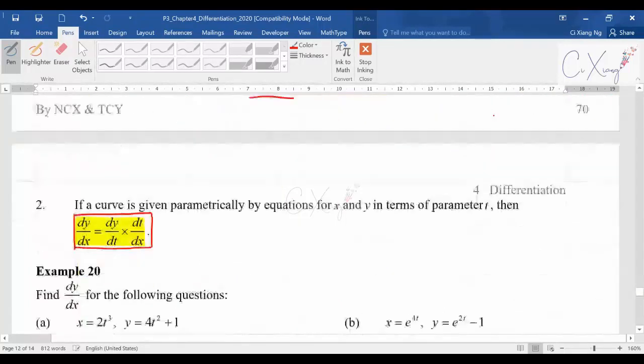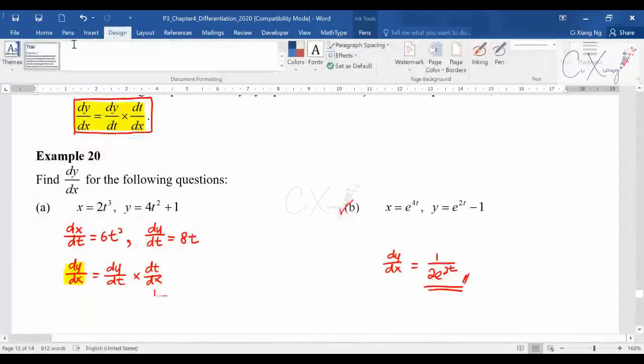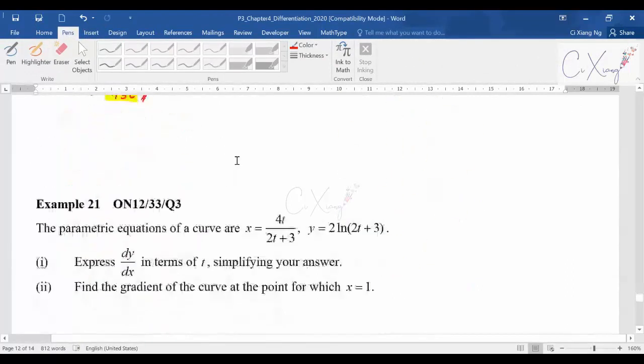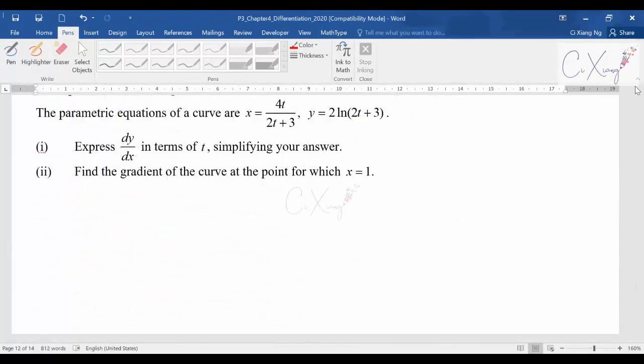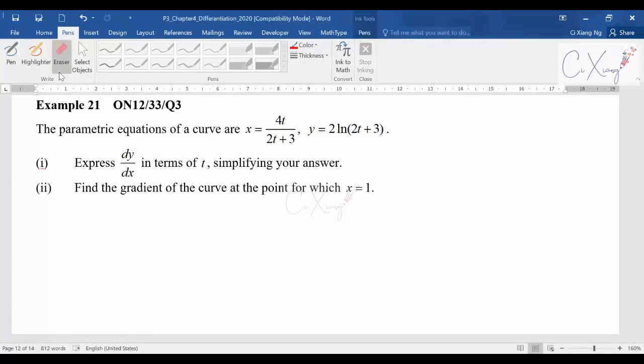Just like what you learned in implicit differentiation, parametric differentiation seems not so hard, but when you apply it in application questions, because you need extra values such as t, sometimes the question will look a bit complicated. It depends on your luck. Sometimes the question can be very simple from this part, but sometimes it can be quite hard also. So let's have a look at example 21.